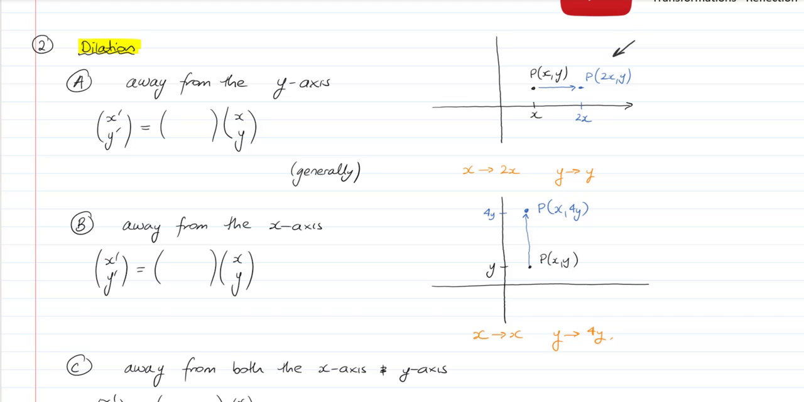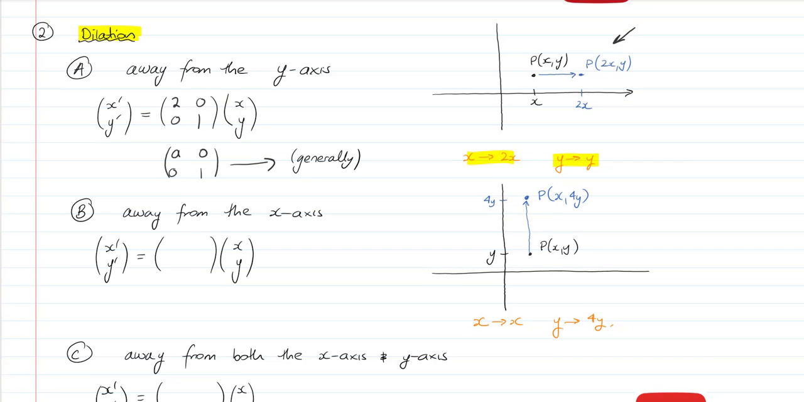In terms of matrices though, if I want to move away from the y-axis, I have to increase my x value or decrease it if I'm moving towards. So x is going to go to 2x, and y just stays as y, so it stays in the same y value. And that means that my dilation will be 2, 0, 0, 1. That keeps it the same. Now generally, this will look like A, 0, 0, 1. This will be my general transformation and we'll shift it A away from the y-axis.